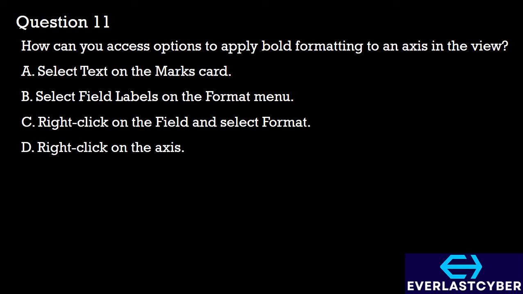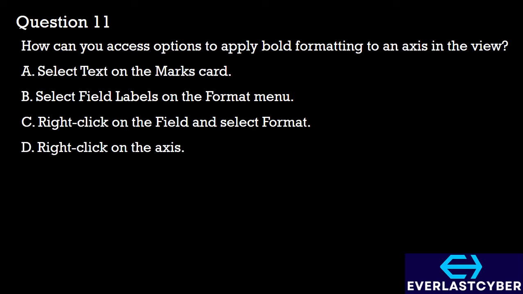Question 11. How can you access options to apply bold formatting to an axis in the view? A. Select text on the marks card. B. Select field labels on the Format menu. C. Right-click on the field and select Format. D. Right-click on the axis.